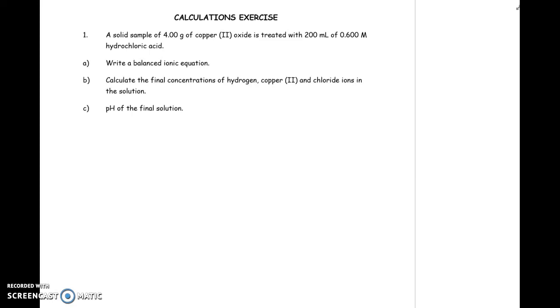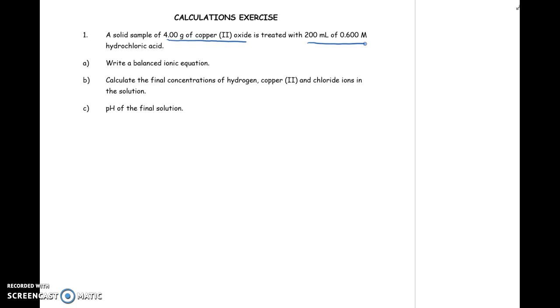Now let's try a second example. Let's have a look at this. We've got 4 grams of copper 2 oxide and we've got 200 ml of 0.6 molar hydrochloric acid. Now we've got 2 sets of information, so immediately the alarm bells go off. Ding, ding, ding. It's a limiting reagent question.